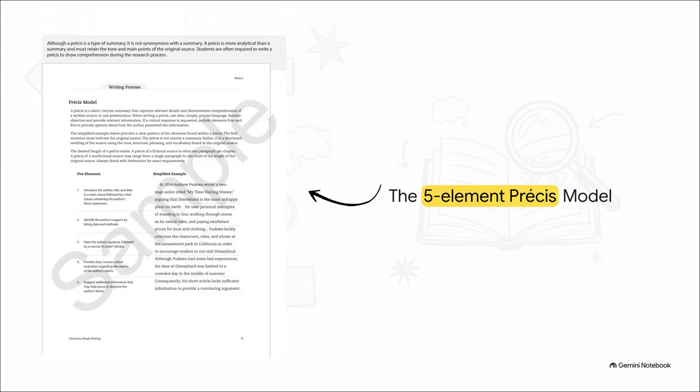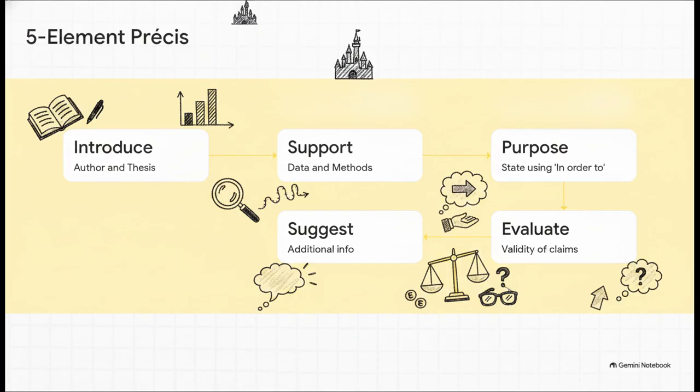We're looking at a fantastic example from the University Ready Writing curriculum based on a 2014 satire written by Andrew Padua, titled My Time Visiting Disney. Let's walk through the 5 specific elements of a précis using that Disney example. Step 1. Introduce the author, title, date, and their thesis. So here, we'd note Padua argues Disneyland is actually the most unhappy place on Earth.